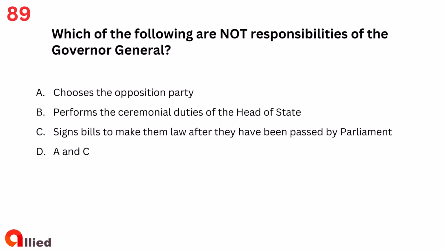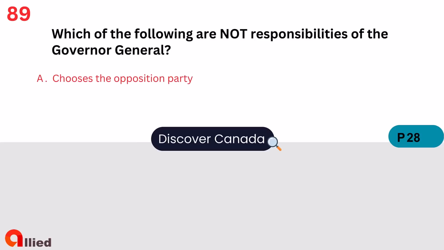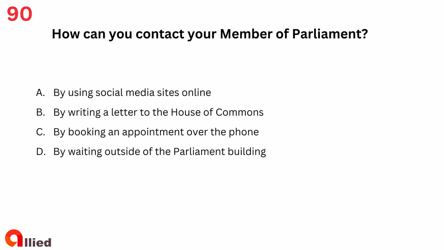Question 89. Which of the following are not responsibilities of the Governor-General? A. Chooses the opposition party. B. Performs the ceremonial duties of the head of state. C. Signs bills to make them law after they have been passed by Parliament. D. B and C. The answer is A. Chooses the opposition party.